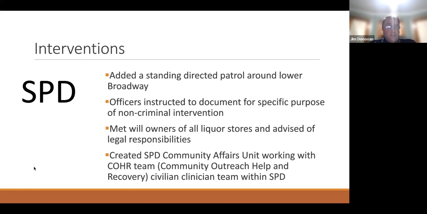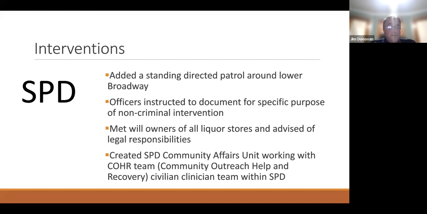Again, to go through this process, we need documentation, and again, it's non-criminal intervention to get help for these individuals. One of the other things we did with Lower Broadway in particular is we met with all the owners of liquor stores on Lower Broadway and advised them of their legal responsibilities under the law, as well as under some of the municipal ordinances and their licensing. Specifically, not serving or selling alcohol to people visibly intoxicated and obviously underage.